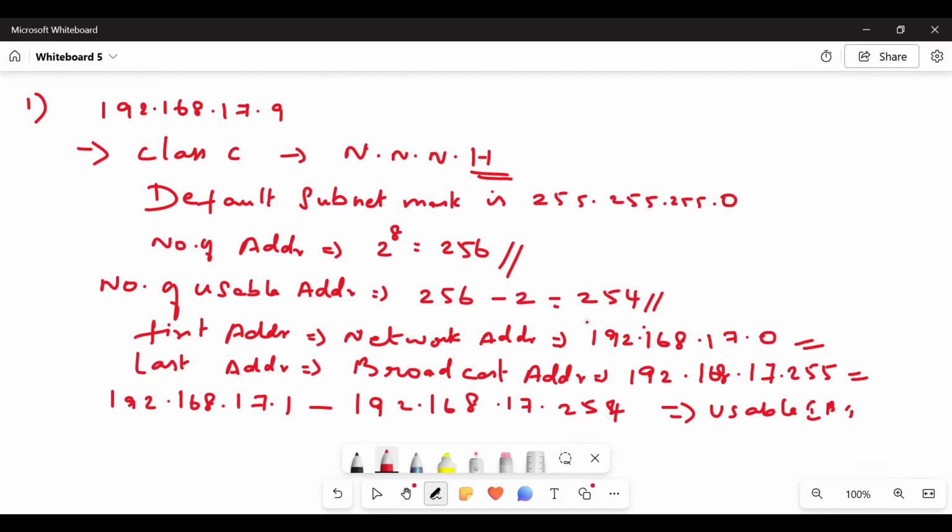And the first address, the network address, is 192.168.17.0, and the last address will be 192.168.17.255. So the remaining usable IPs that can be allocated for any devices, the range is 192.168.17.1 to 192.168.17.254.